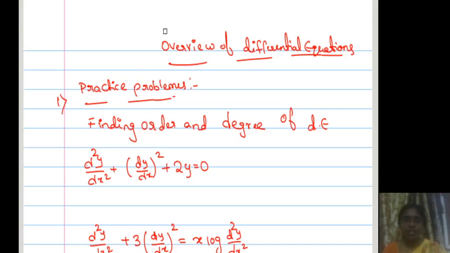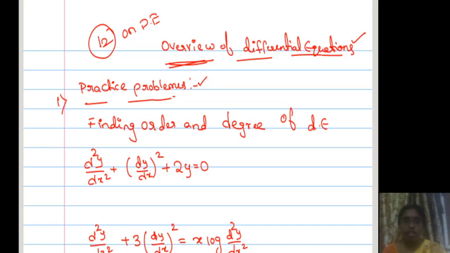Good morning, students. Here I want to give an overview of differential equations. Up to now we have completed 12 lectures on differential equations. In the 12 lectures, what we discussed, I just want to give an overview of that. Within 10 minutes I will give an overview of the differential equation. Just listen. So here you have some practice problems.